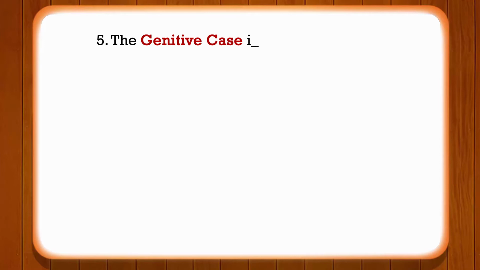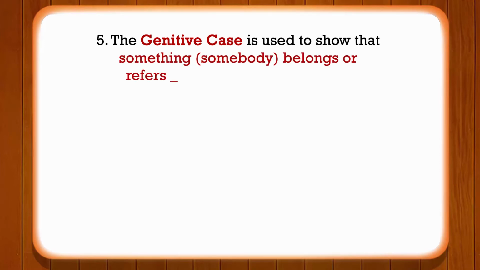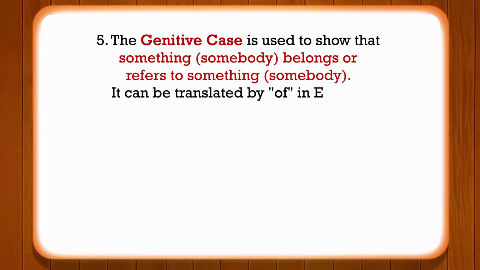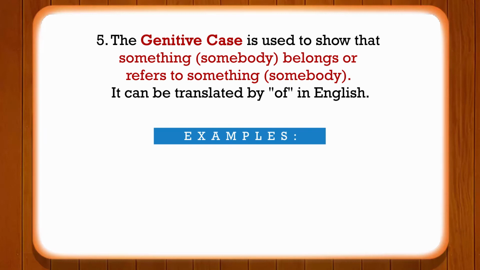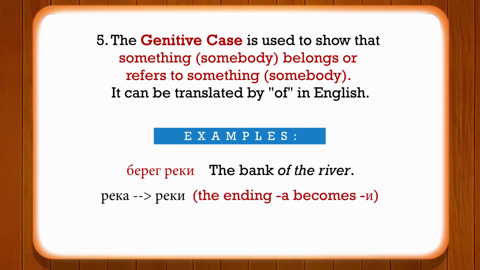Now let's go ahead and pay attention to the fifth case, which is known as genitive case. The genitive case, which is also known as roditelny padyesh, is used to show that something or somebody belongs to or refers to something. It can be translated by of in English. Ruchka brata, so pen of brother. Bereg reki, the bank of the river, and many more examples which signify that it belongs to somebody or someone.